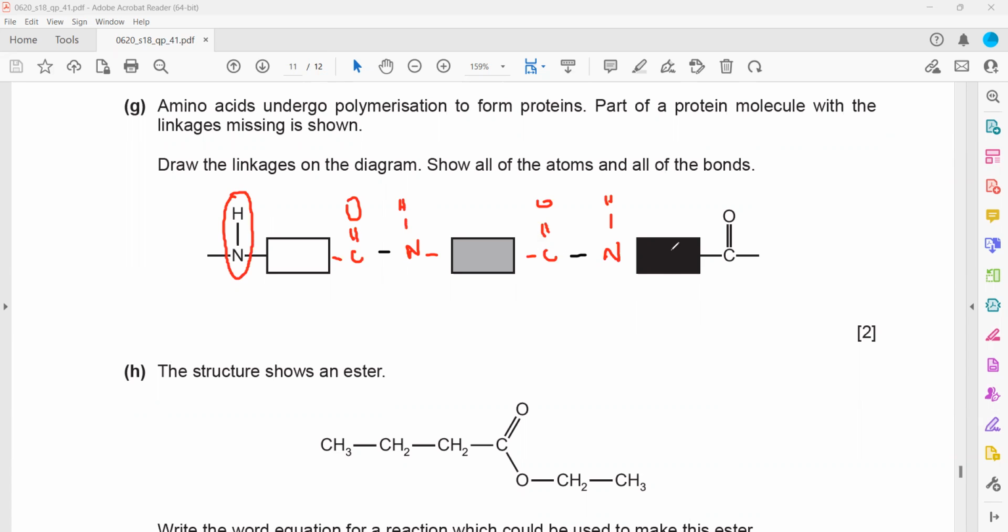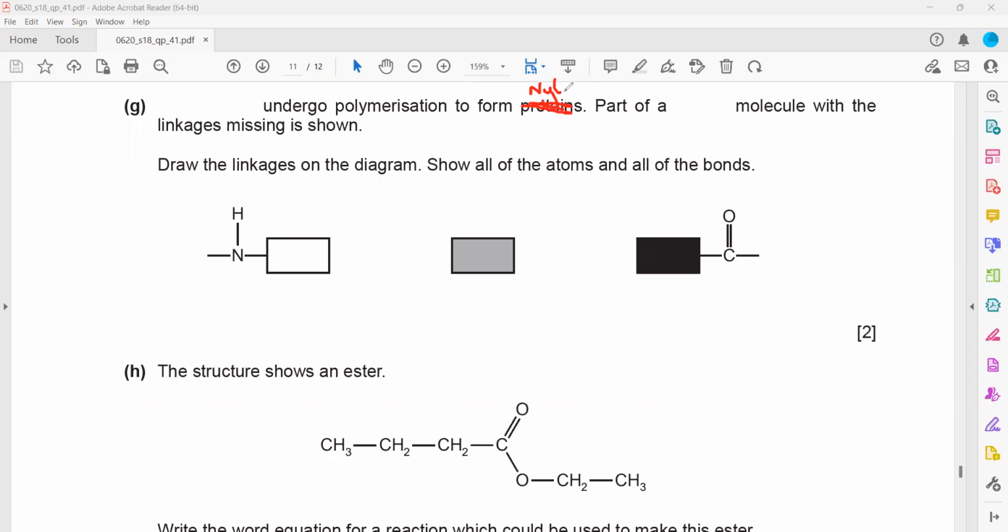But what if the same question was there, but instead of protein, they say nylon? The same question: undergo polymerization to form nylon. Then what will you do? In a nylon, one molecule has amine groups at both ends, another molecule has carboxylic groups at both ends, then another molecule again has amine groups at both ends. So in a nylon, the molecules have identical ends.